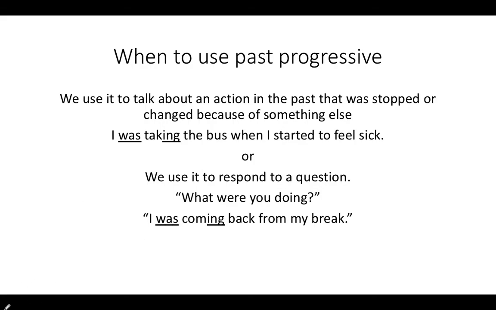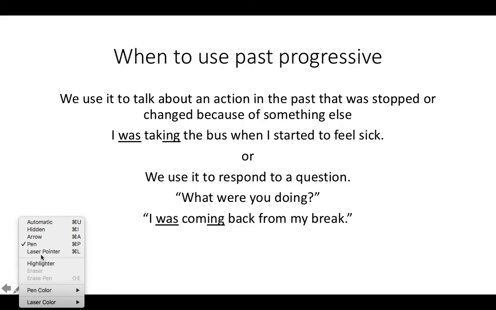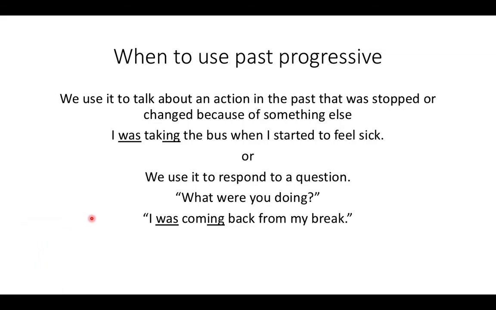So now we're going to talk about why we use past progressive. When we use past progressive, we're talking about an action, right? Because it's a verb. Verb just means an action. So when we use a past progressive verb, we're talking about an action that happened in the past that was stopped or changed because of something else, something that happened after that.